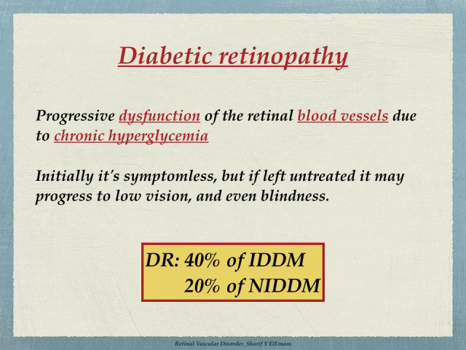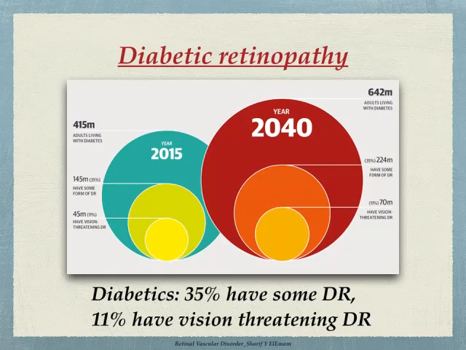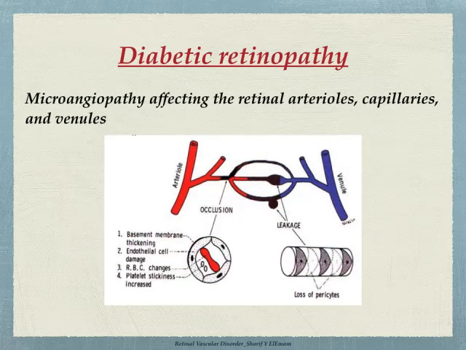Diabetic retinopathy is much more common in insulin-dependent diabetes, which is type 1 diabetes. It is present in about 40% of people who have insulin-dependent diabetes mellitus. However, the incidence is much less in non-insulin-dependent diabetes mellitus, or type 2. As we said, 30 to 35% of diabetics have some type of diabetic retinopathy. However, 11% of all diabetics have vision-threatening diabetic retinopathy.